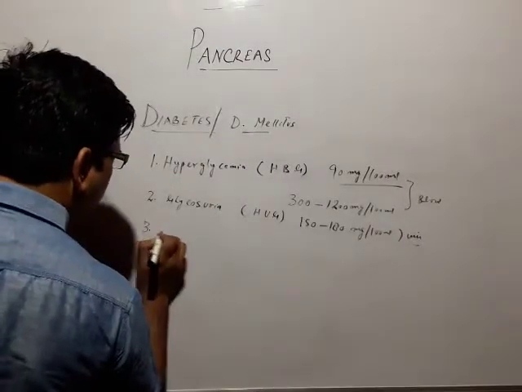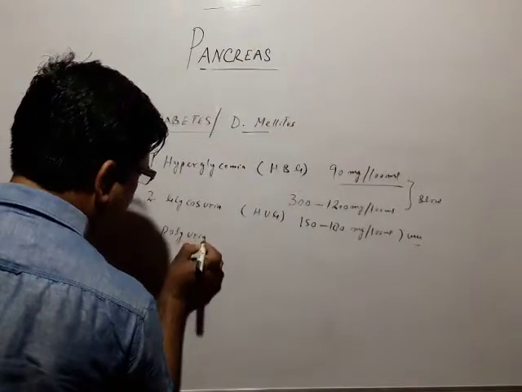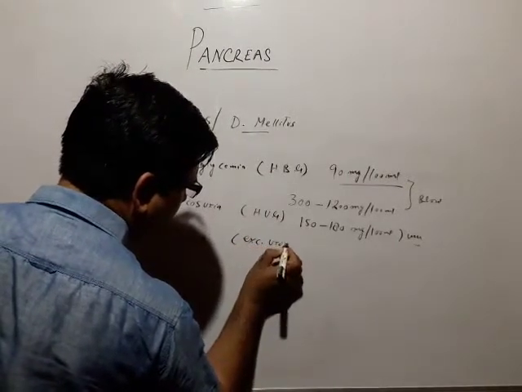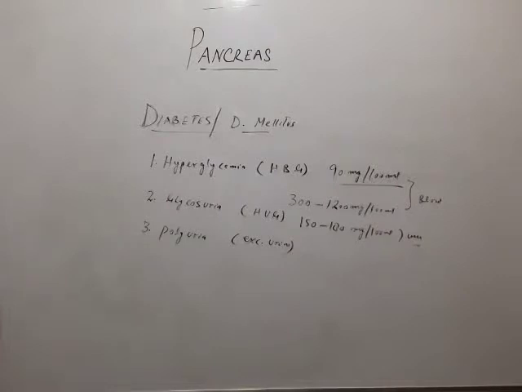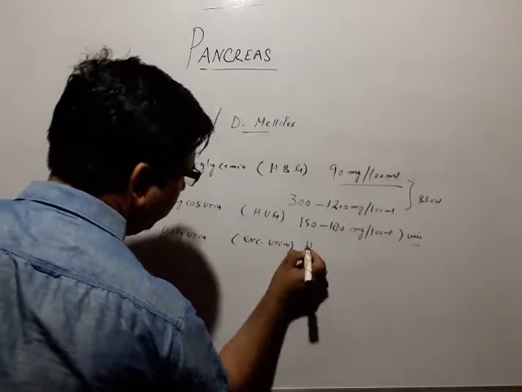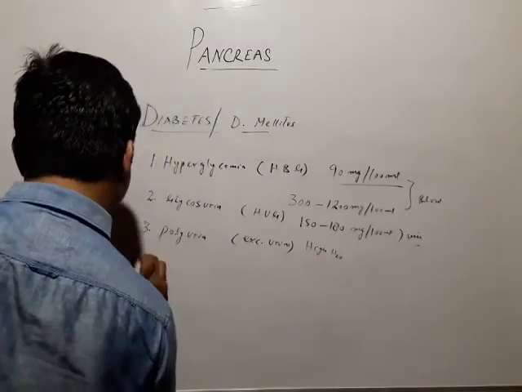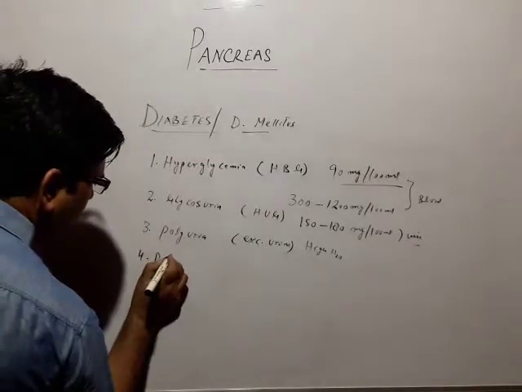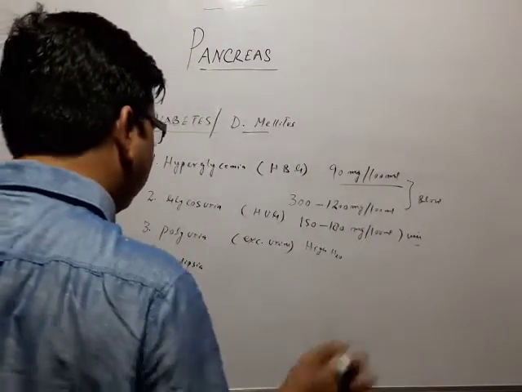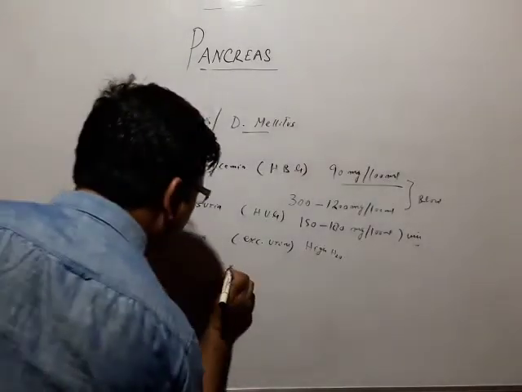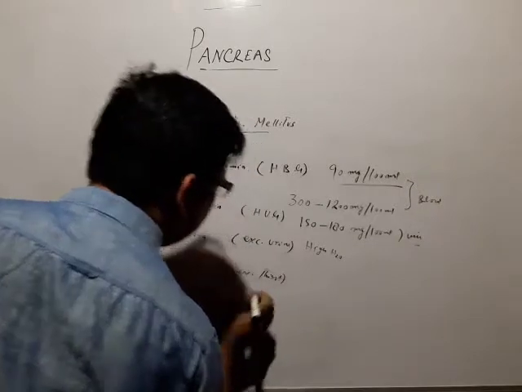We have polyuria also. Polyuria means excessive urine. Because of increased glucose in urine, more water gets into urine in order to dilute this glucose. The water content in urine increases. That's why there is excessive urine. We have polydipsia also. When urine carries an excessive amount of water out of the body, we feel more thirsty. So excessive thirst is there.